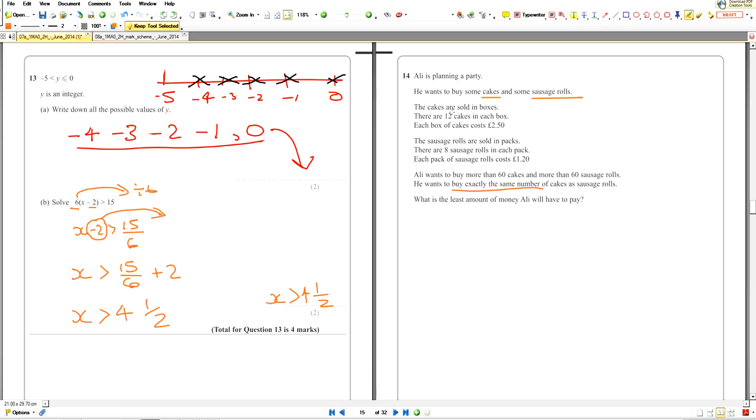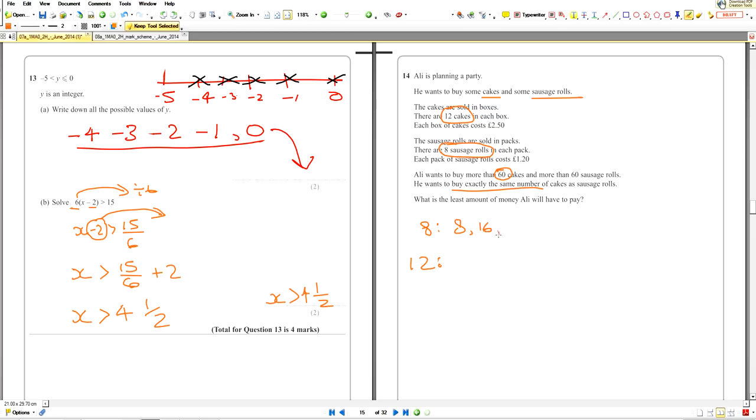So what we need to look at here, we have cakes sold in packets of 12 and sausages sold in packets of 8. So we need to consider the 8 and the 12 times tables and find out when is the first multiple of 8 and 12 which is bigger than 60. So let's have a look at the multiples of 8 now. So give me the multiples of 8 first of all.